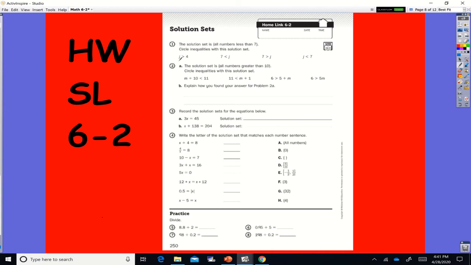Okay, here we go right here. A number greater than 4. Solution set all numbers less than 7. That's what you're doing for the first part. Second part, you put any number greater than 10 in for your variable.